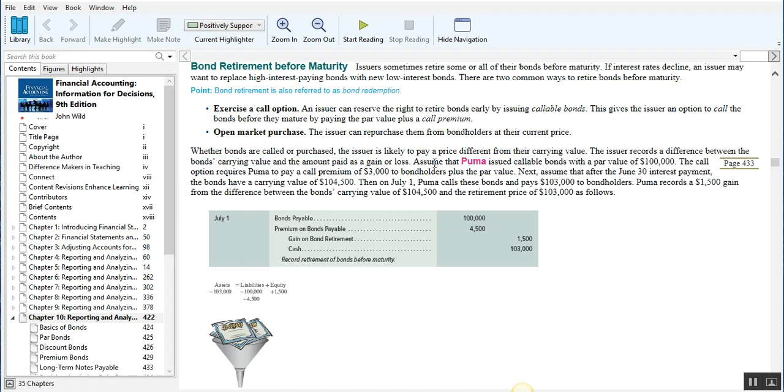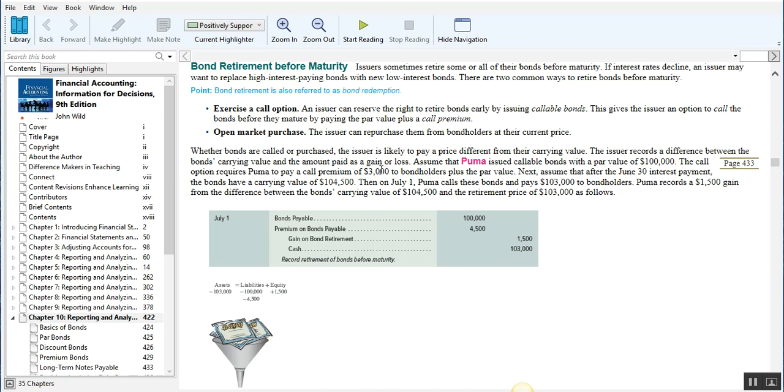Notice up here they're talking about this par value of the bonds at $100,000. They have a call premium of $3,000 plus the par value. After the June 30th interest payments, the bonds have a carrying value of $104,500. So of this amount, $3,000 of it is related to the call premium. So let's go through this to start with.